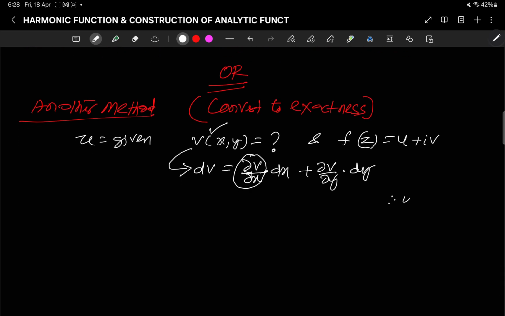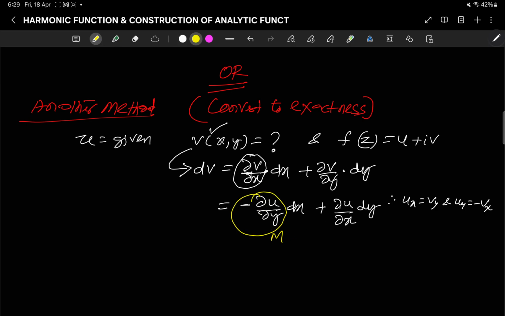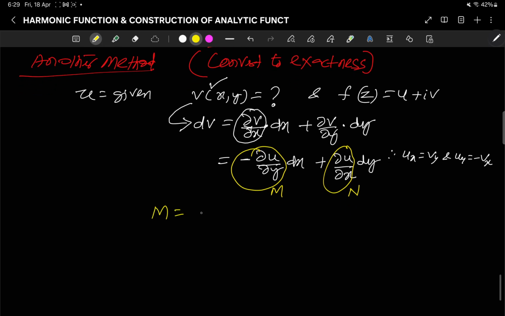Ux is equal to Vy and Uy is equal to minus Vx. So Vx is minus Uy, so this is minus del U by del y dx, and here Vy is Ux, it is del U by del x dy. If I say it is m dx plus n dy, let this be my m and this be my n. So now what is your m? M is equal to minus Uy, and n is equal to Ux.